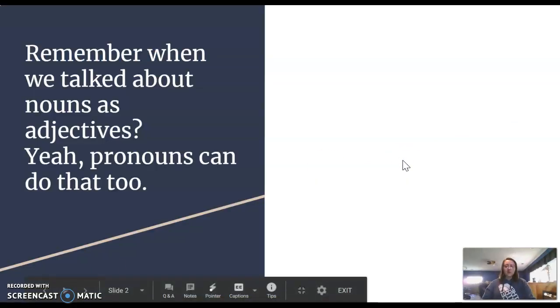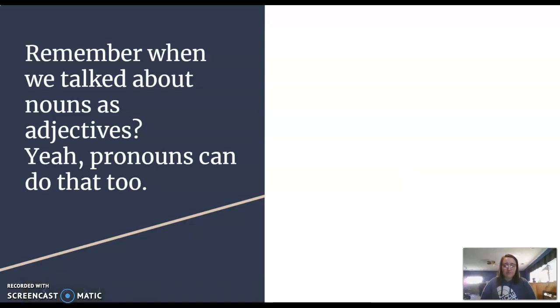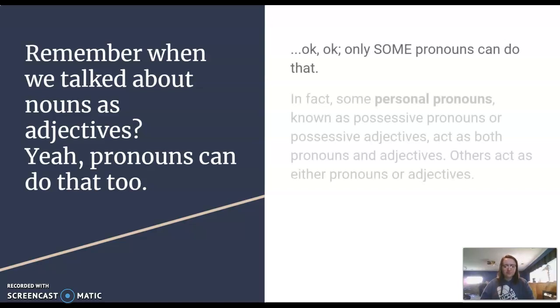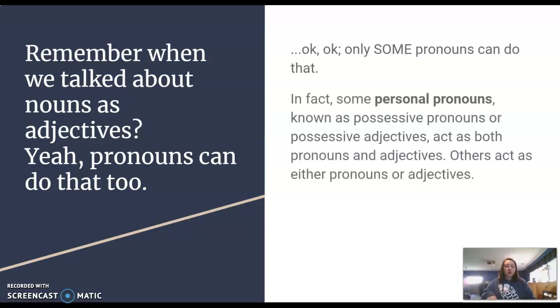All right, so if you remember when we talked about nouns as adjectives back on Tuesday, this is sort of the trend that we're sticking with, right? Different parts of speech disguising themselves as adjectives. And pronouns can do that too, some pronouns. So if we think back to quarter one, when you learned about personal pronouns, or more specifically, possessive pronouns, those can work simultaneously as adjectives.